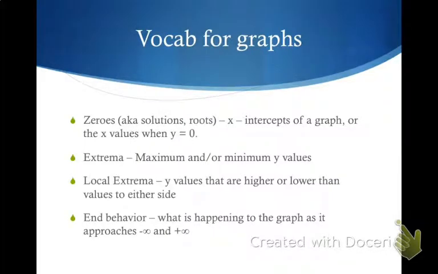So just remember what all of these words mean. Zeros could also be solutions and roots. Extrema will be maximum and minimum. Local extrema are just the ones that are higher and lower than the values around them. The maximum and minimum for the function might be called the global maximum or minimum, or the absolute maximum or minimum, to contrast with local extrema. And then end behavior we're going to cover.